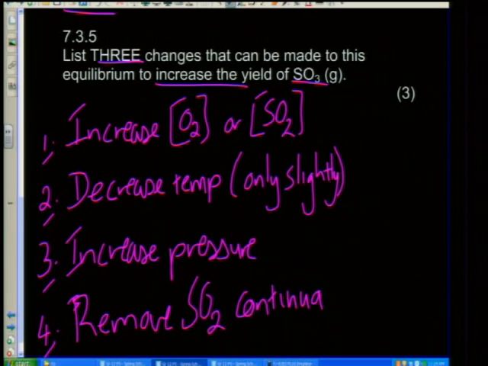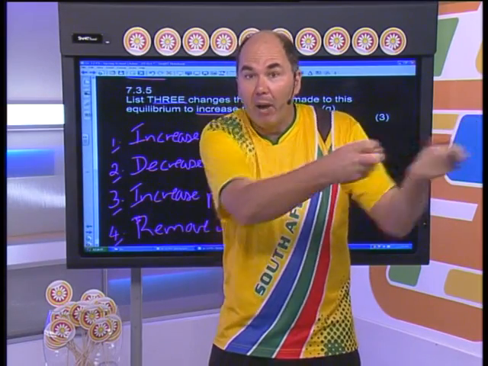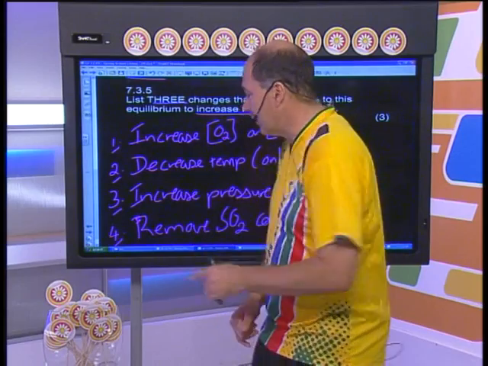And the more you remove, the more will be made, particularly if you've got a catalytic situation where you don't want the catalysts to get clogged up. By removing the SO3, you're making more space for more reactions to take place. So those are those answers.